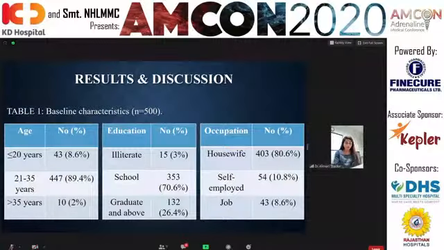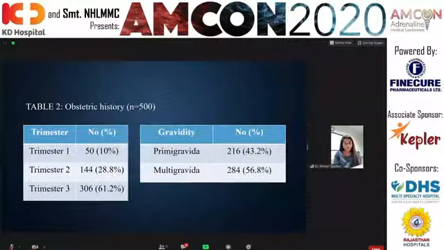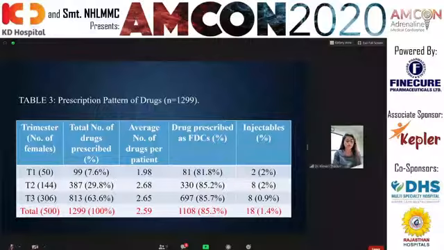Yeah. So table two shows us the obstetric history of the females. Majority of the females were in the third trimester, about 61%, and were multigravid. That is about 57% were multigravid. Coming on to table three, which shows us the prescription pattern of the drugs in these 500 females.